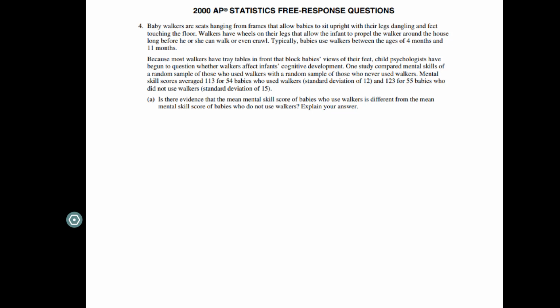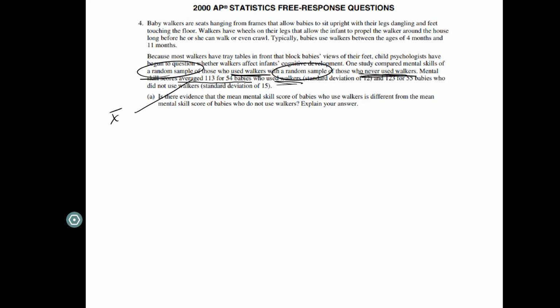One study compared mental skills of a random sample, not an experiment, this is a random selection. So we have a random sample of those who used walkers with a random sample of those who never used walkers. So we got two groups, walkers and no walkers. Mental skills scores averaged 113 for 54 babies. So again, that's showing me an X bar. And these were the ones for walkers. And then we had a standard deviation of 12. And then 123 for babies who did not use walkers with a standard deviation of 15.